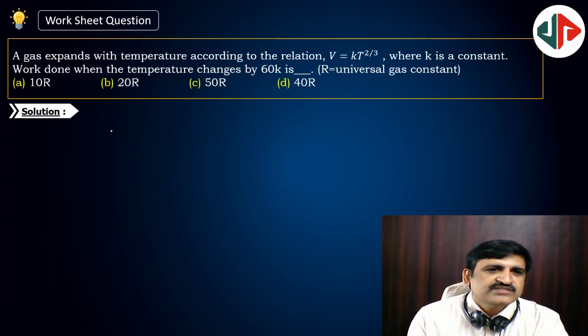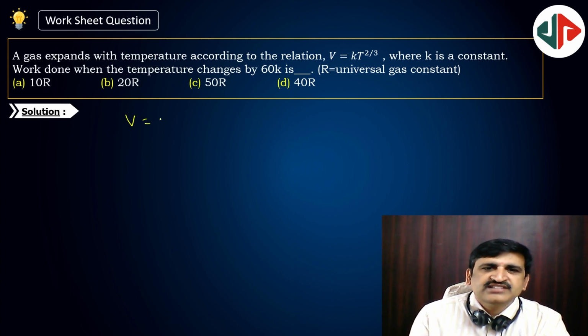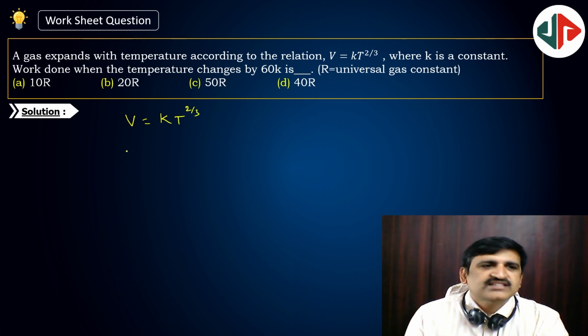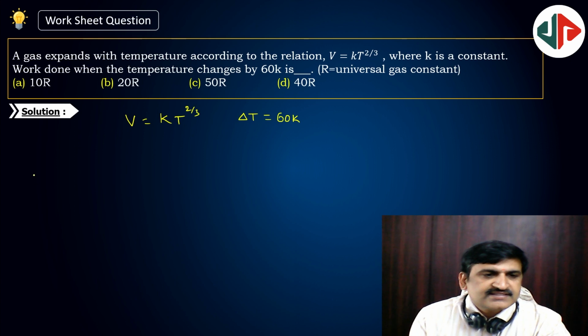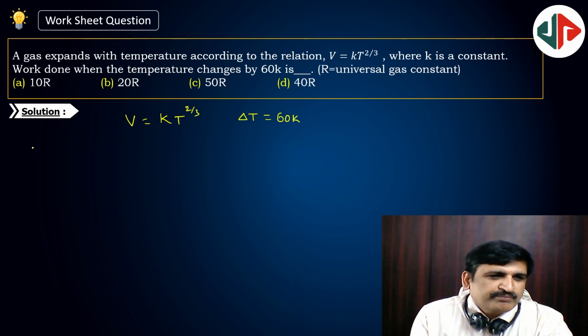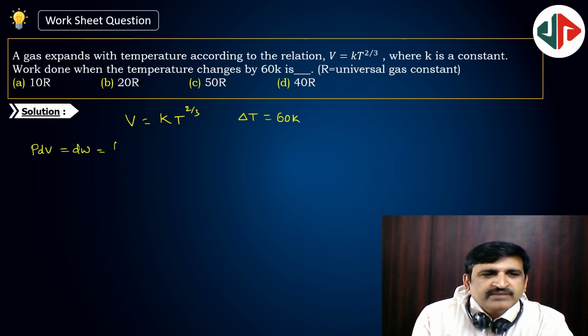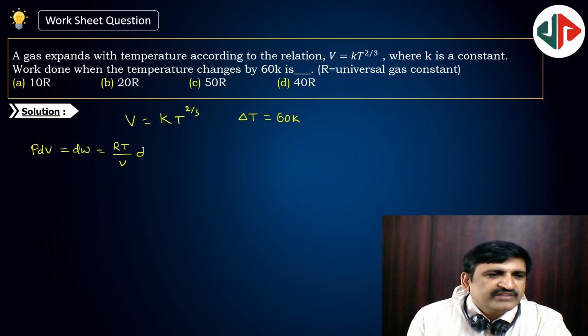A gas expands with temperature according to the equation V is equal to K T to the power of 2 by 3, where K is a constant. What is the work done when the temperature changes by delta T equal to 60 Kelvin? We'll try like this. PdV is the work done. That is equal to P, which can be RT by V for 1 mole of gas, so RT by V into dV.